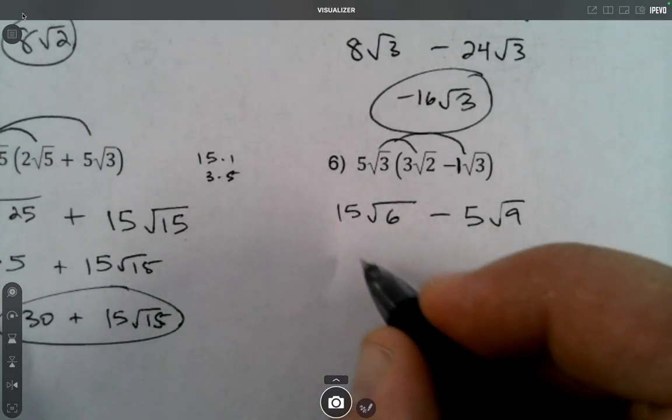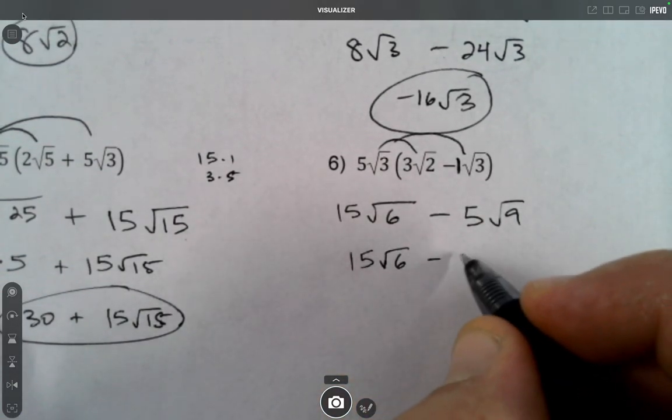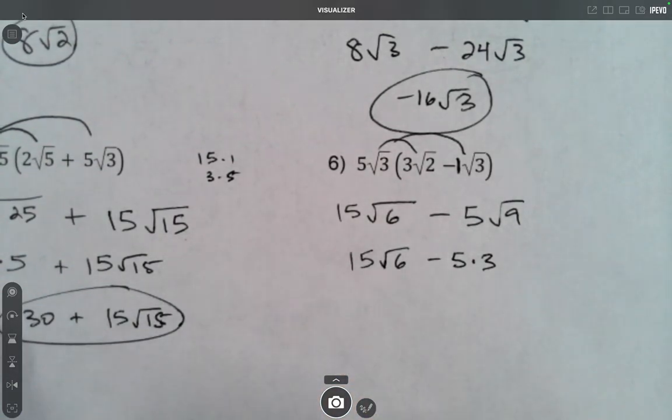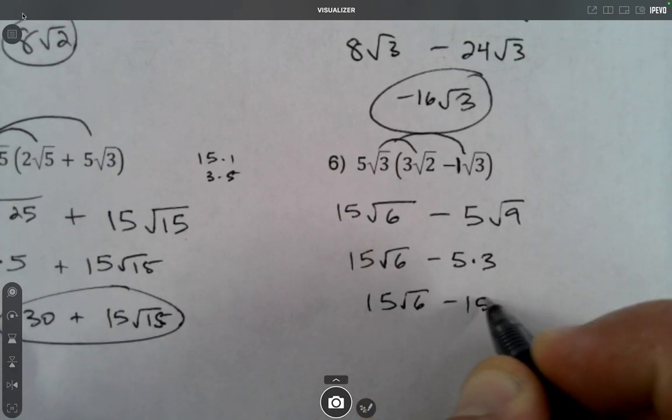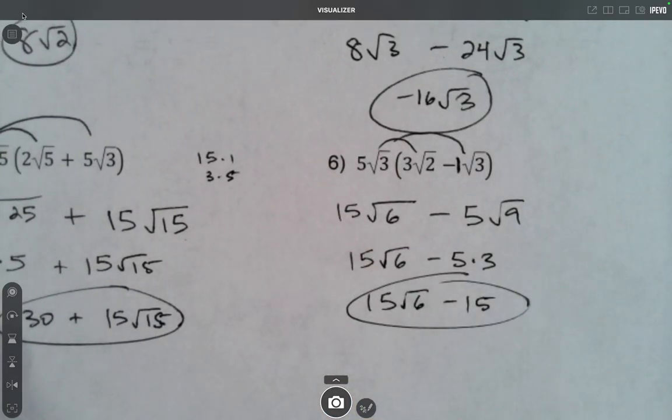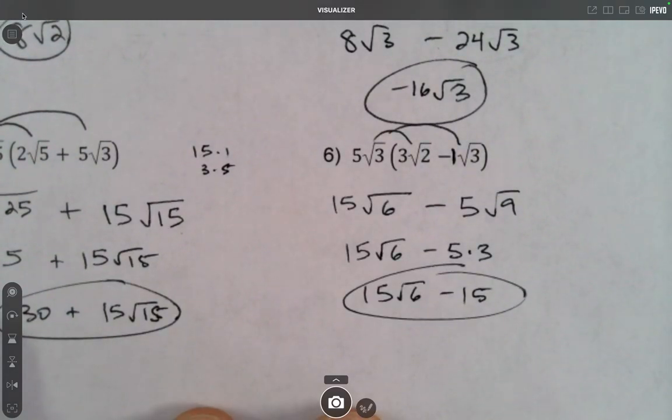So we again end up with a perfect square. We can't reduce this one, but square root of 9 is 3. So we can get 5 square root of 6 minus 15. And that's as far as we can go because they are not like radicals. One has a radical, one doesn't. And so since the radicals aren't identical, that's our final answer.